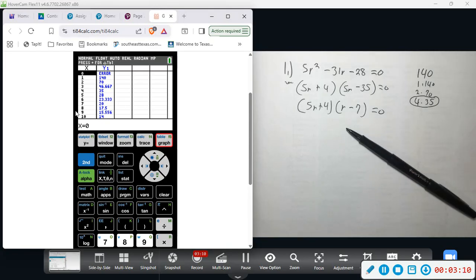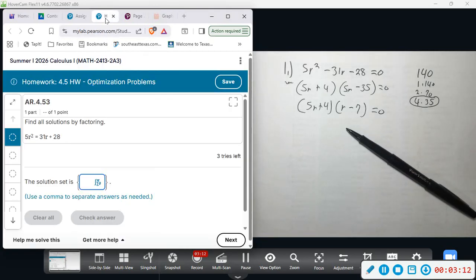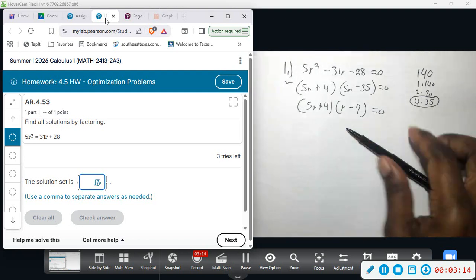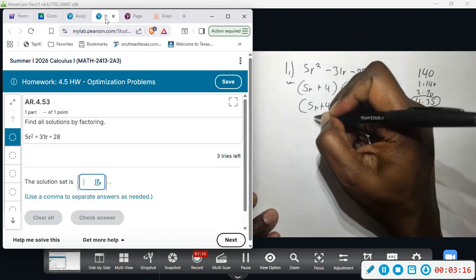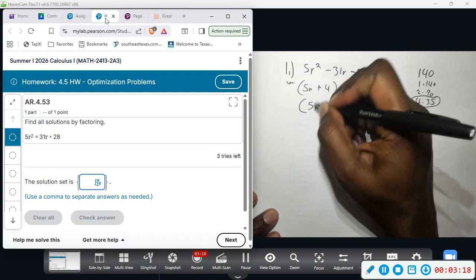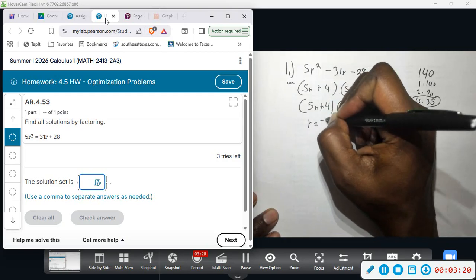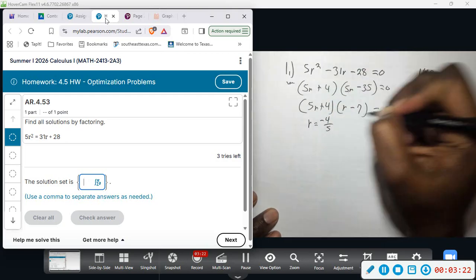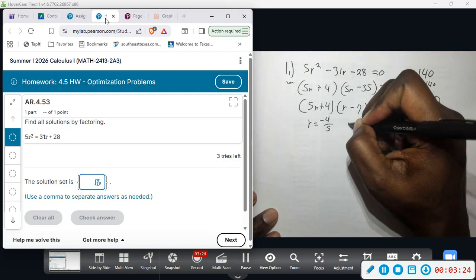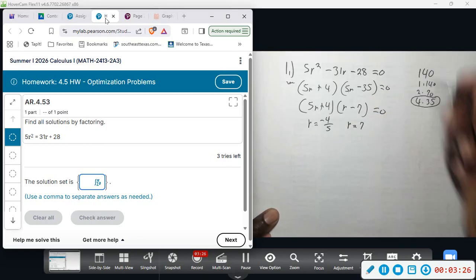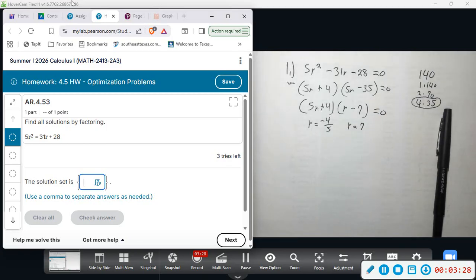Alright, we have it factored. Our solutions, when we set these equal to 0, subtract 4, divide by 5, we get r equals negative 4/5, and add 7, r equals 7. So 7 and negative 4/5.